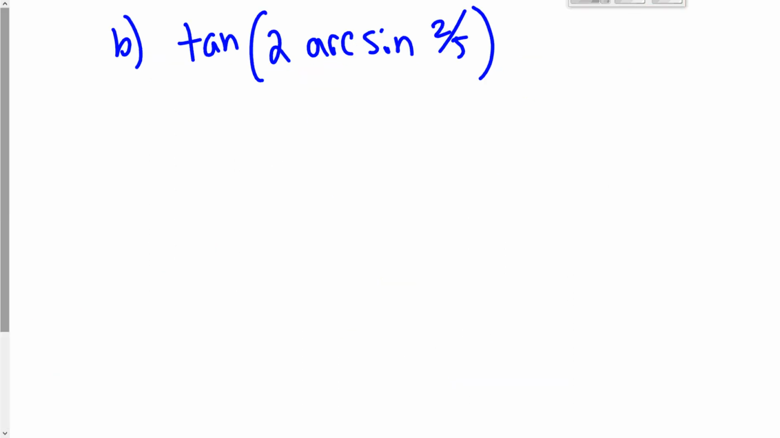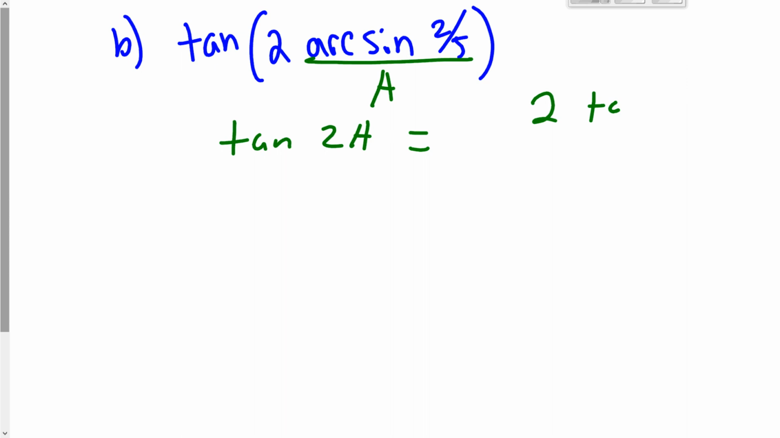Okay, here's another one. So arcsine, remember, that's just an angle. So this is just an angle. So then you have tan of 2a. Well, tan of 2a, isn't that a formula that we can use? It's just 2 tan of a over 1 minus tan squared of a. So I got to find tan of a, right?